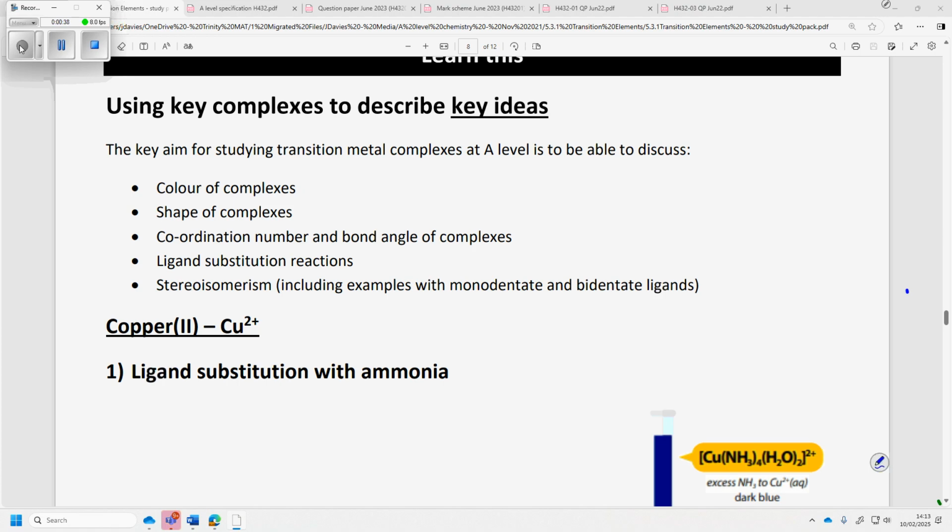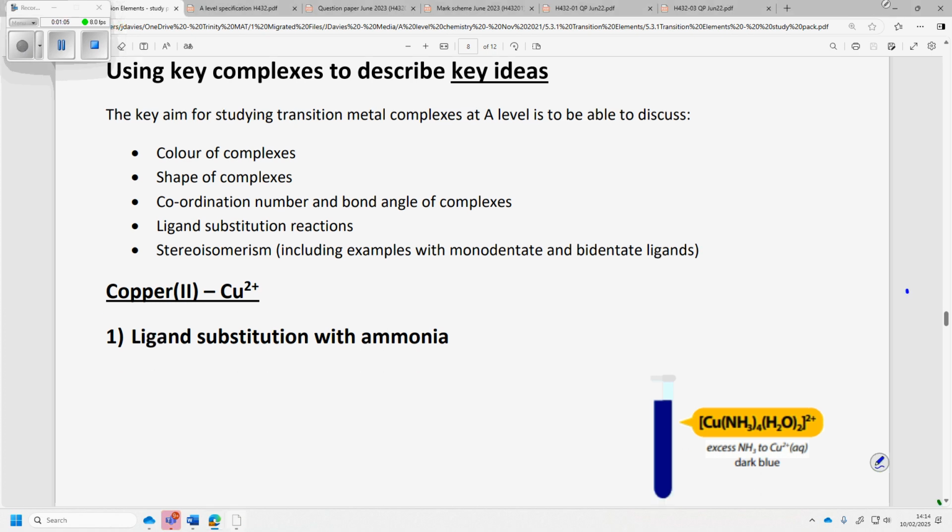We've already looked at precipitation reactions. What we're going to be looking at next is something called ligand substitution. Substitution in both inorganic and organic chemistry means much as it does in everyday language. We're going to swap one thing for something else. We're going to swap one ligand for a different ligand, one molecule or negative ion for a different molecule or negative ion.